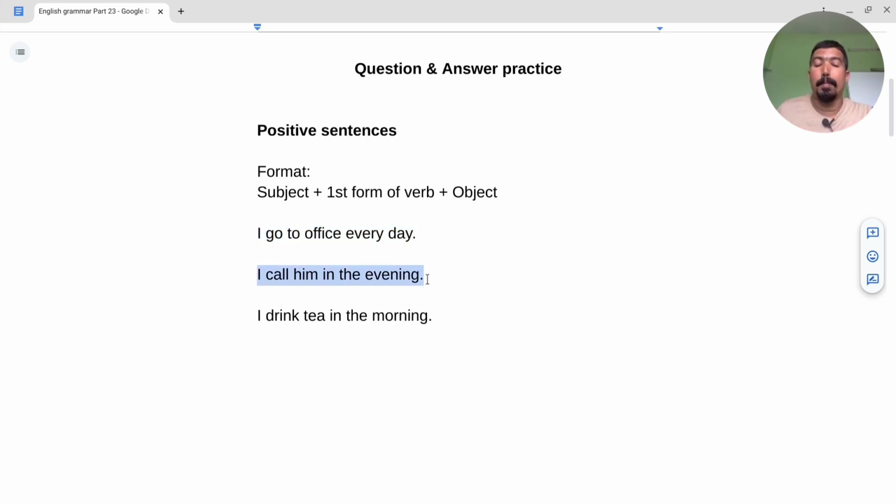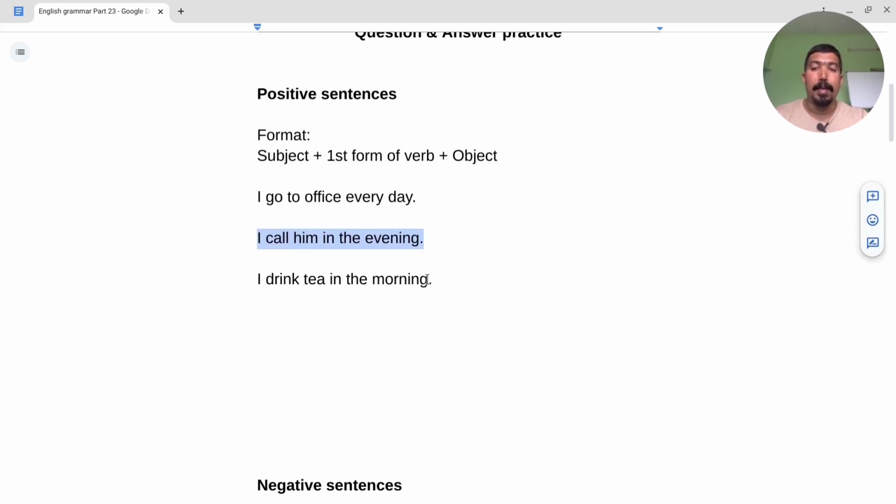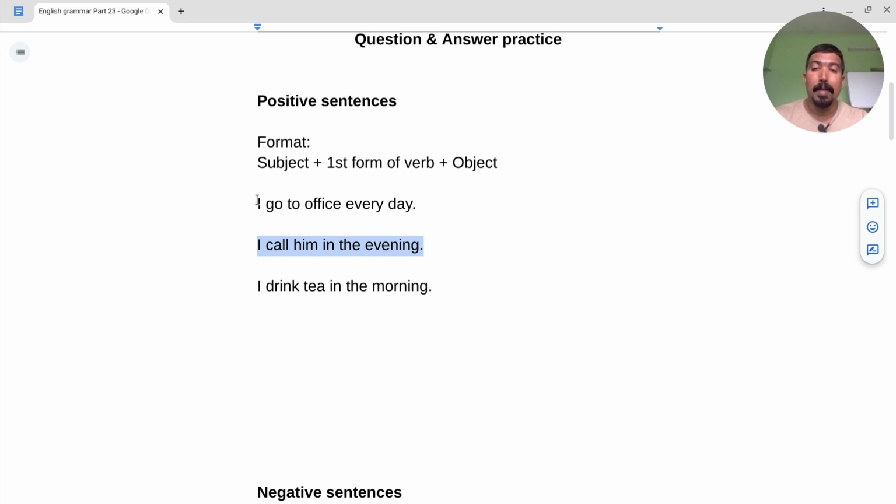I call him in the evening. Here I is the subject part, call is the verb part. Remember to have the verb in the middle. So here call is the first form of verb. Here, I go to office every day means you have a habit of going to office every single working day. That is something that you do in a repetitive manner. That is the reason why we are using the first form of verb go.